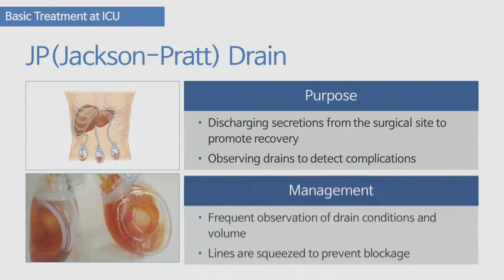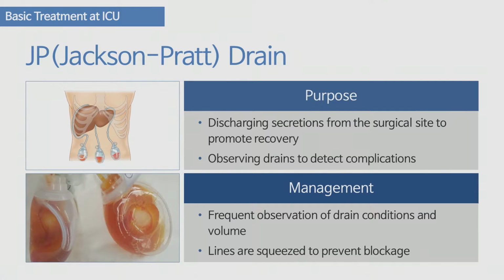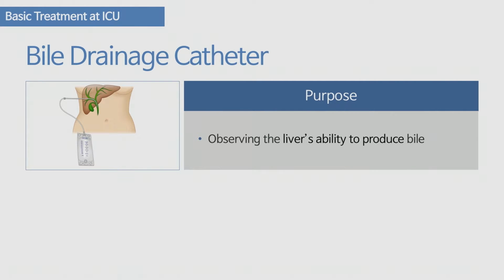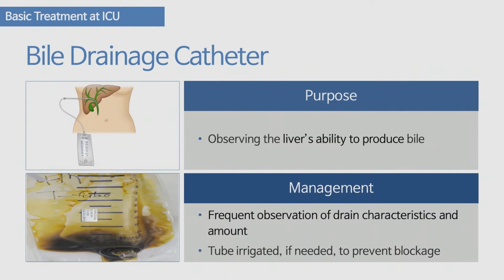The medical staff can detect complications of the surgical site, such as bleeding, peritonitis, and bile leakage, by observing the collected fluid. The drain lines are frequently squeezed to prevent blockage. The bile drainage catheter is inserted into the biliary tract to expel any bile leakage from the surgical site. Medical staff will observe the characteristics of the collected fluid to determine whether the transplanted liver is functioning properly. If needed, a saline solution may be used to irrigate the drain in order to prevent blockage.